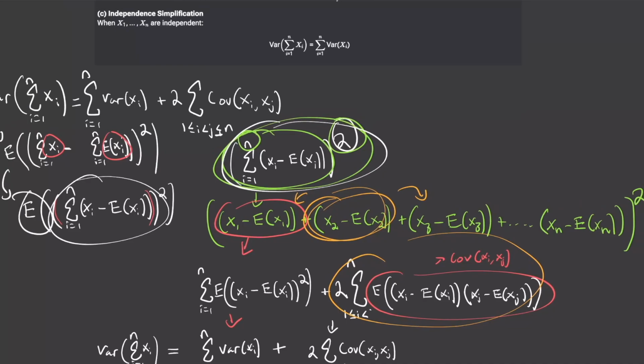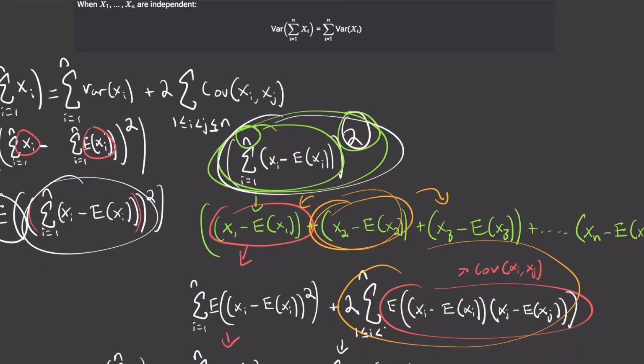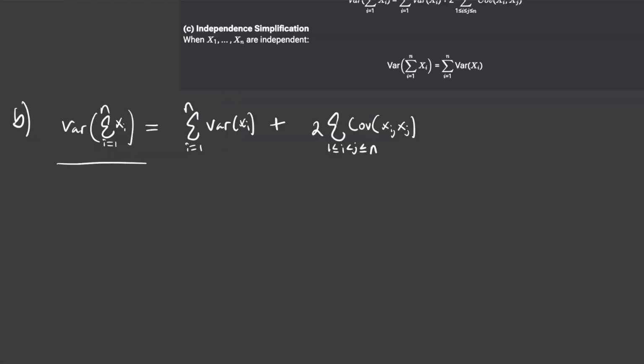But basically now in letter C, we have independent simplification. When these are independent, we need to show that the variance of this sum is just equal to the sum of the variances. Down here we are going to have the exact same thing, but now we are under the assumption that all these x sub i's are independent of each other. In part B, this is the general case when the xi's are not assumed to be independent or dependent, but now we have them independent.